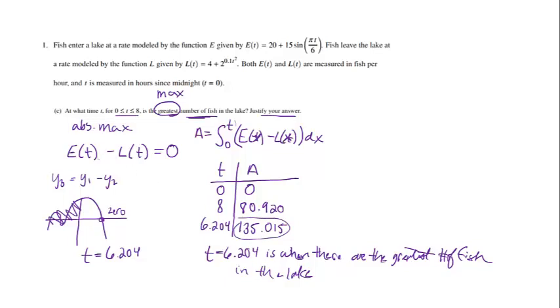And then we are going to get 3 points for this one. If we set this E of t minus L of t and we set it equal to 0, we showed that that's what we're going to do. We're going to get a point.